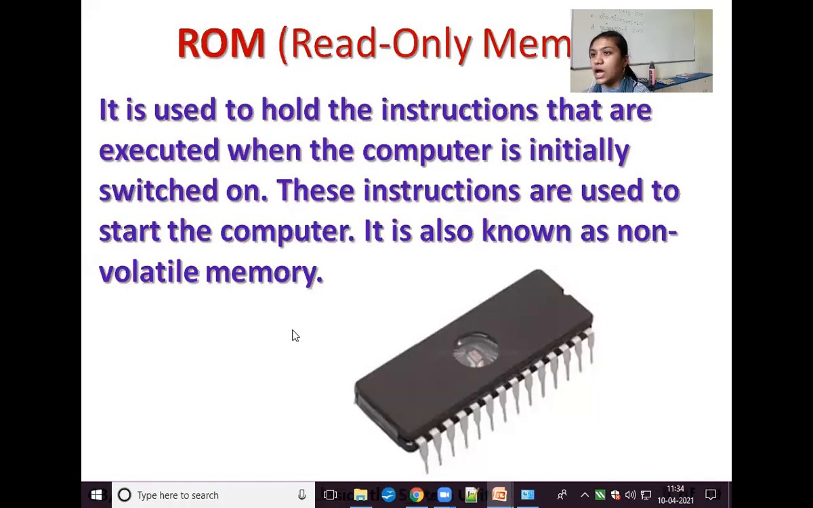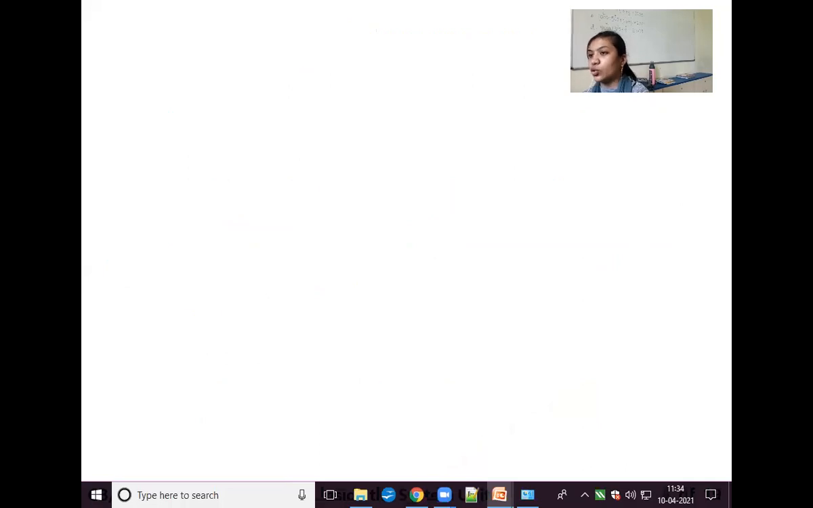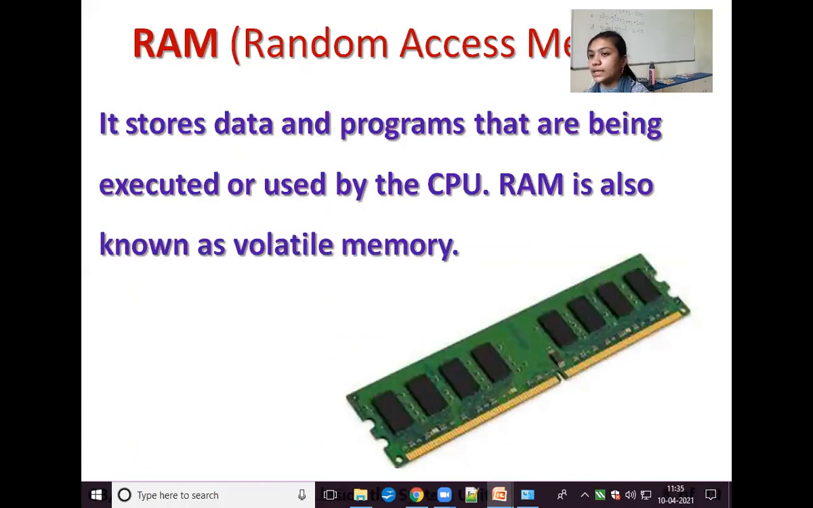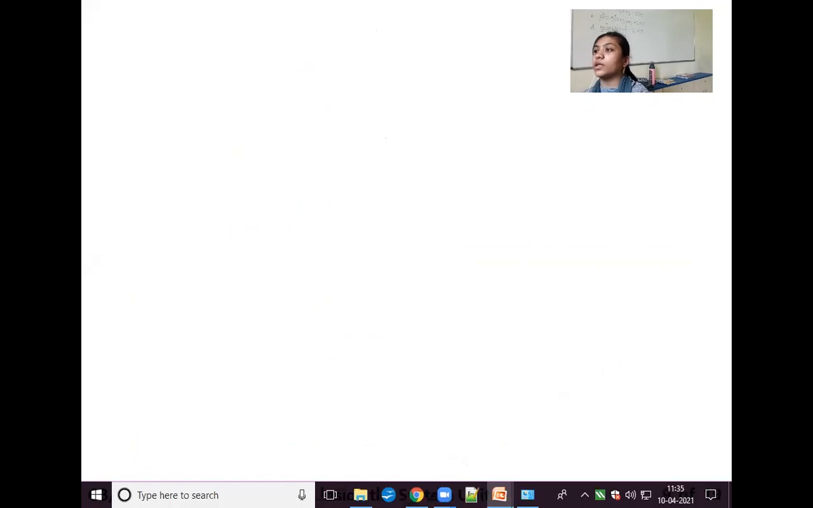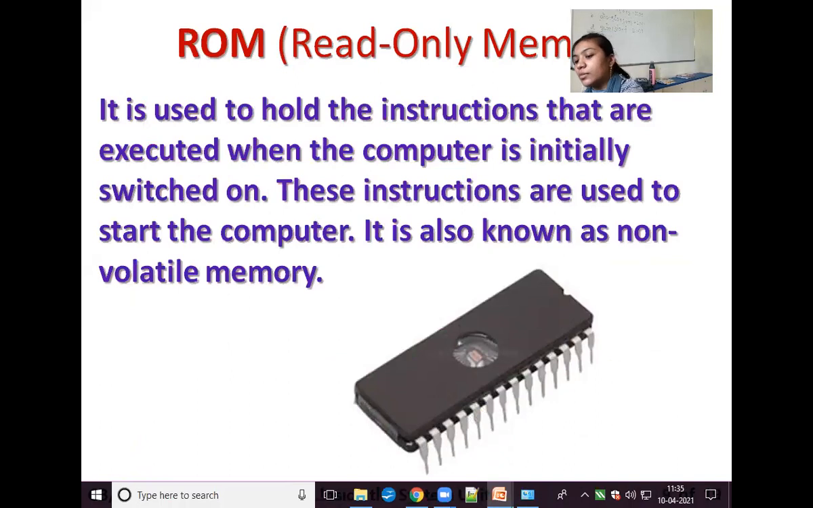Okay, so these are the rules. First, we will learn about the two types of main memory. Main memory has two types, RAM and ROM. What is RAM? It is random access memory. It stores data. We can change it, we can write on it. It is also called volatile memory. What is ROM? ROM is read-only memory, which can be read by the user. User means us. Whenever your computer is started, it will show a message.